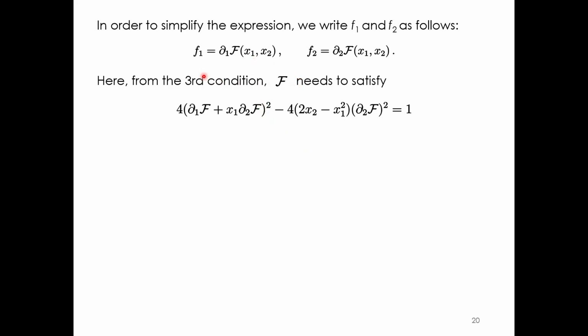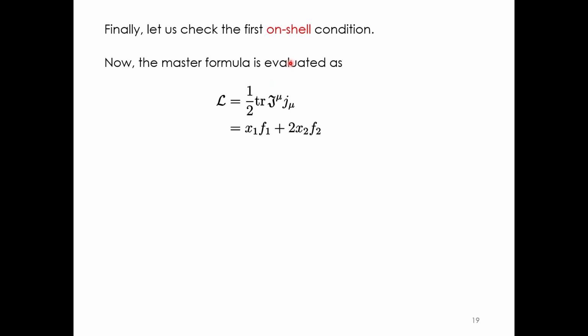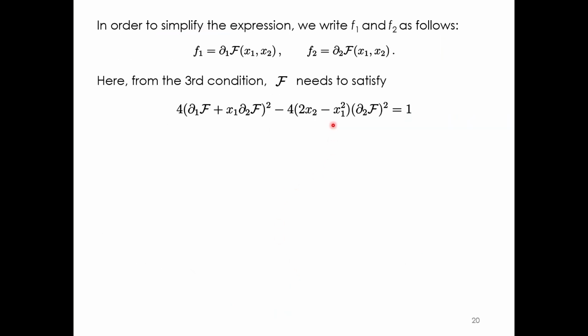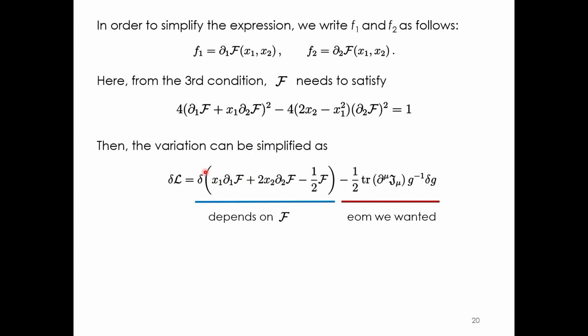By using these expressions, this condition is rewritten into this form. This is nothing but the Courant-Hilbert conditions I explained yesterday. Then the variation is also simplified like this. The last piece is the one we wanted to derive. This gives the equations of motion consistent with the Lax form, the flatness of the Lax form. Then we have this additional piece.